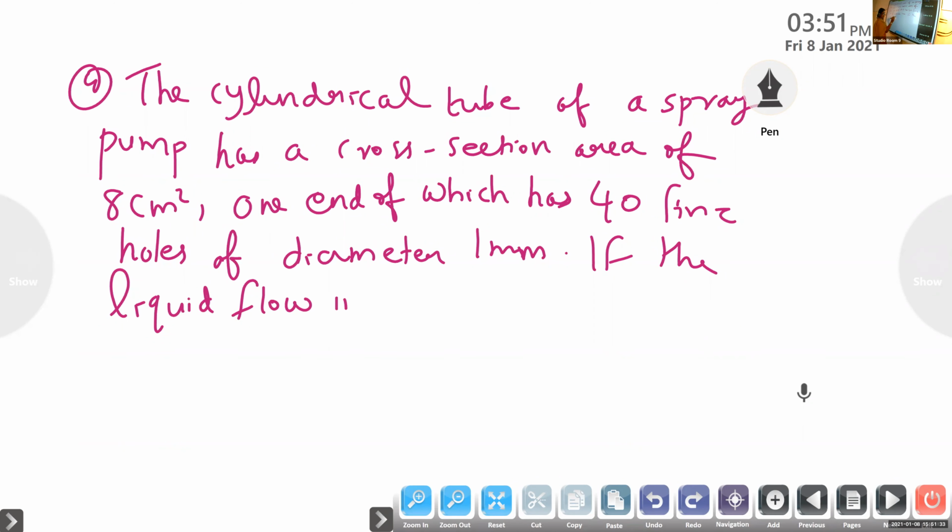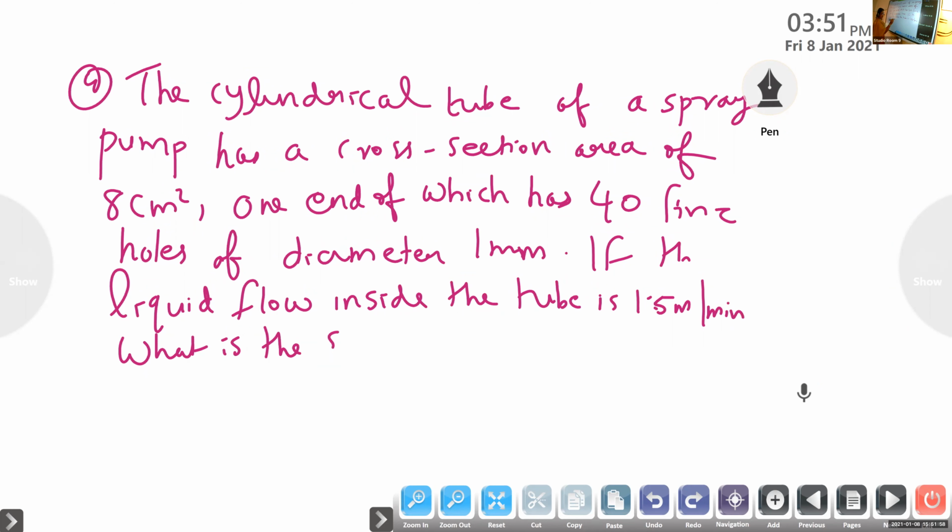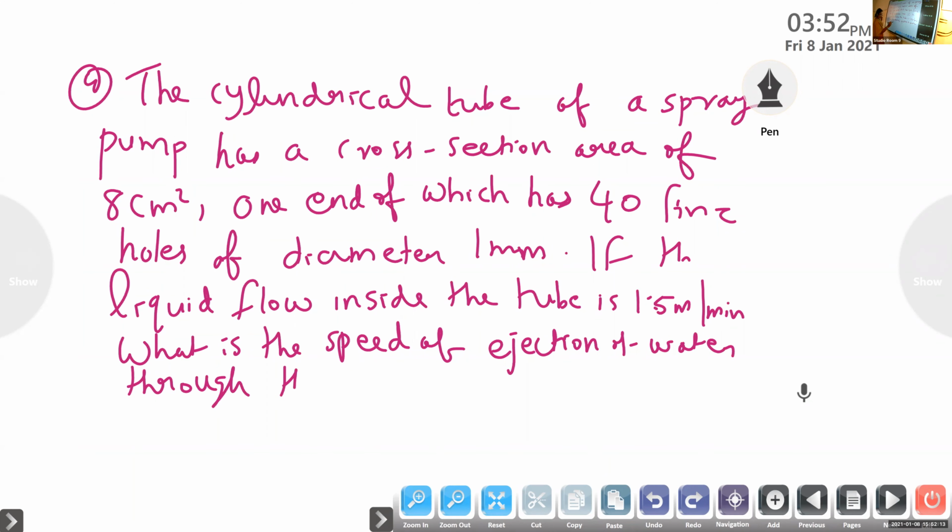If the liquid flow inside the tube is 1.5 meter per minute, what is the speed of ejection of water through the hole? So that is, inflow is given. You have to now find out the outflow.